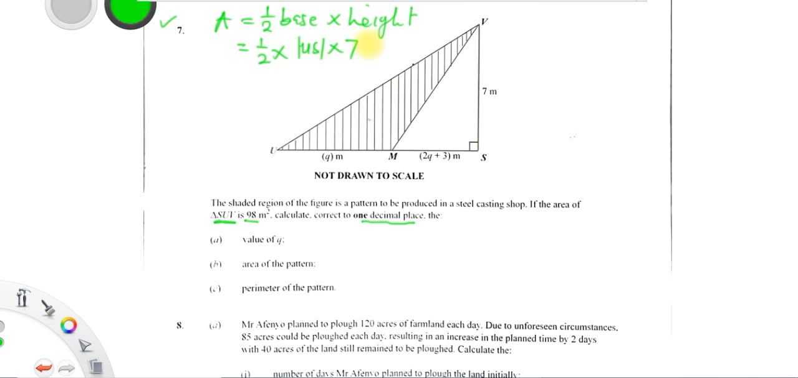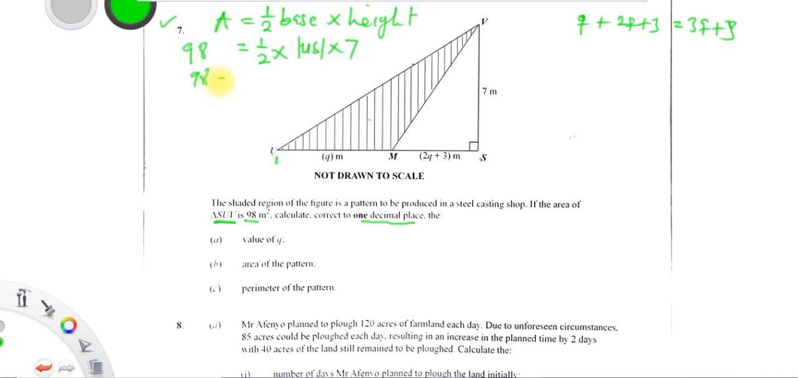But what is US? US is given by this side plus this side, so you have Q plus 2Q plus 3. So you get 3Q plus 3. The length from here to here is 3Q plus 3. Then the area has been given, so we have 98.